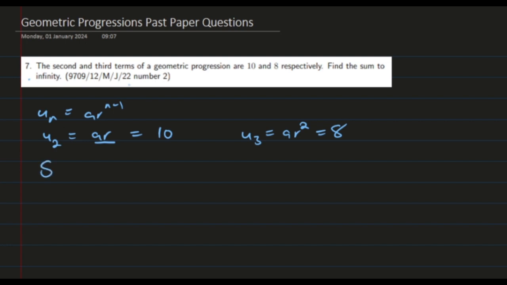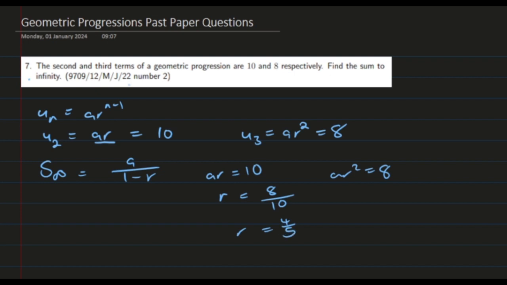Sum to infinity is equal to a over 1 minus r. So we first have to find a and r. We have two equations in terms of a and r: ar equals 10 and ar squared is equal to 8. Let's start by finding r. r is equal to ar squared over ar, which is 8 over 10. This means that our value for r is 4 over 5.